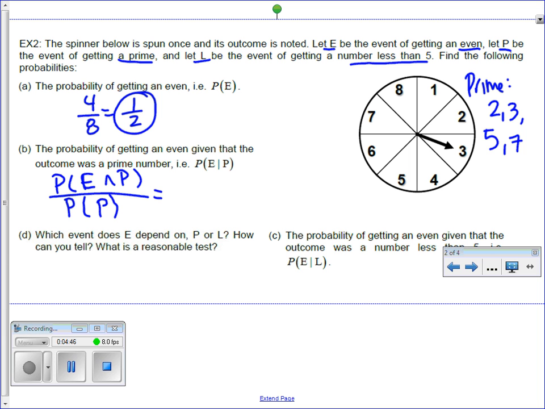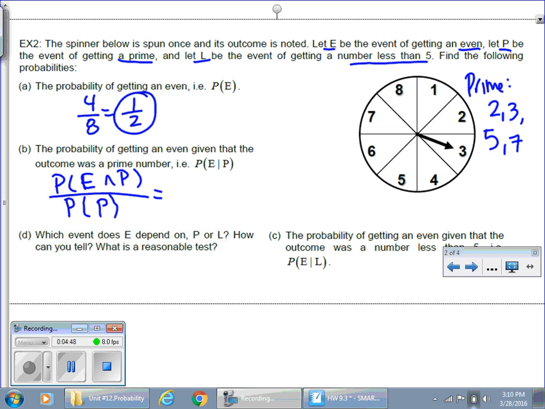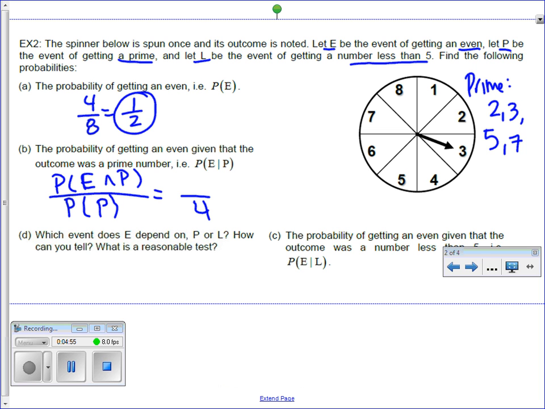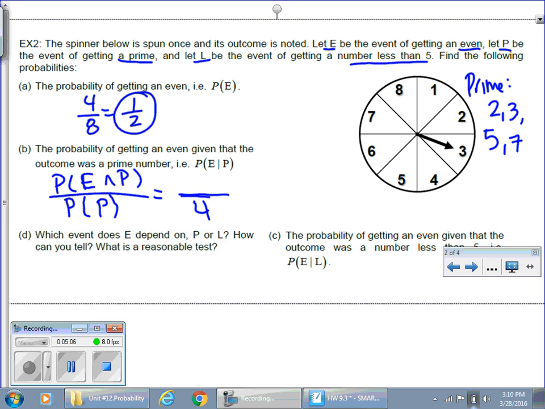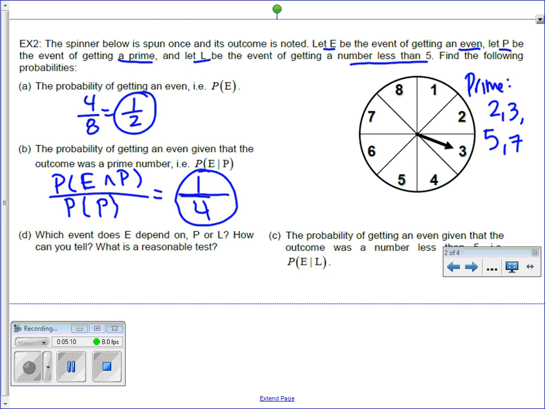Well, let's see. All of the prime numbers, we said that there were 4. And the numbers that are prime and even is just the number 2. So it's 1 out of 4. There are 4 prime numbers total, and the numbers that are even and prime, there's just 1 of. The number 2 is the only one.